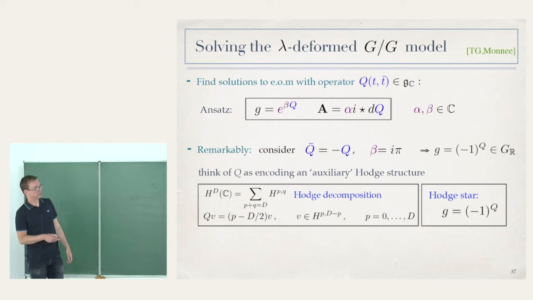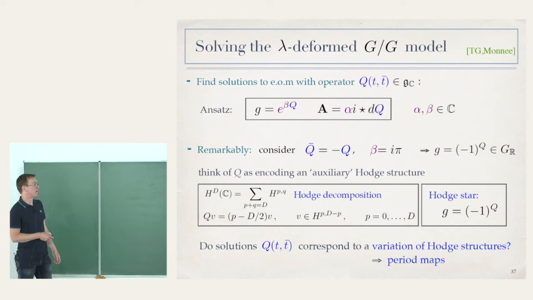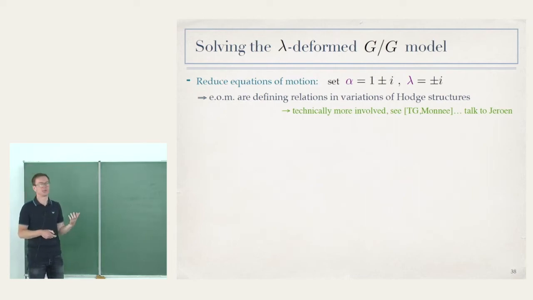Now, what is actually this G in this case? Well, it's actually the Hodge star operator on this auxiliary geometry. So it's pretty remarkable that in this setting, we are now back to the geometric setting we used in all of these string compactifications. So now, do the solutions correspond to a variation of Hodge structure? Then they would be period maps. And in fact, you can check that, and you see that if I pick the parameters in this way, and there are good reasons for picking them this way, then they are indeed defining a variation of Hodge structure. This is technically more involved.